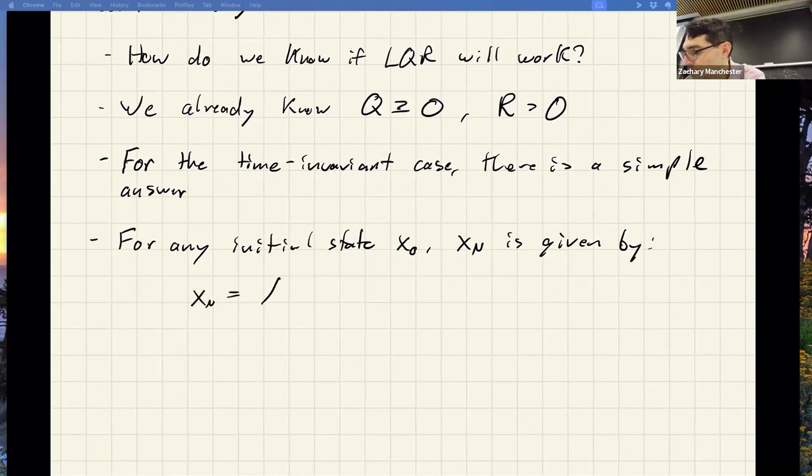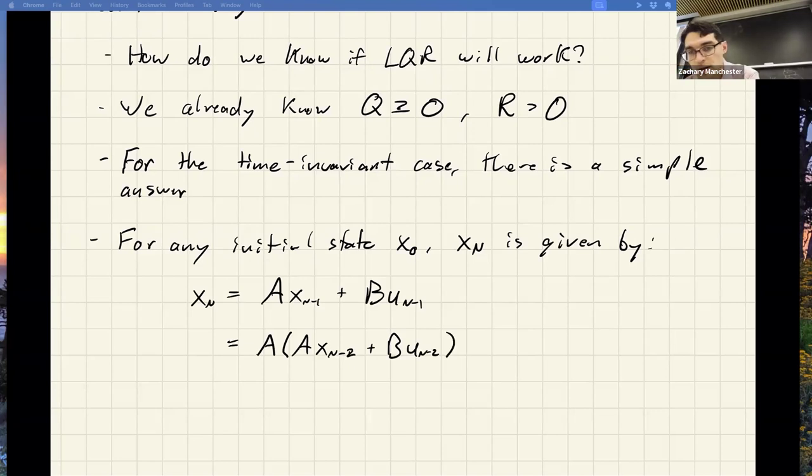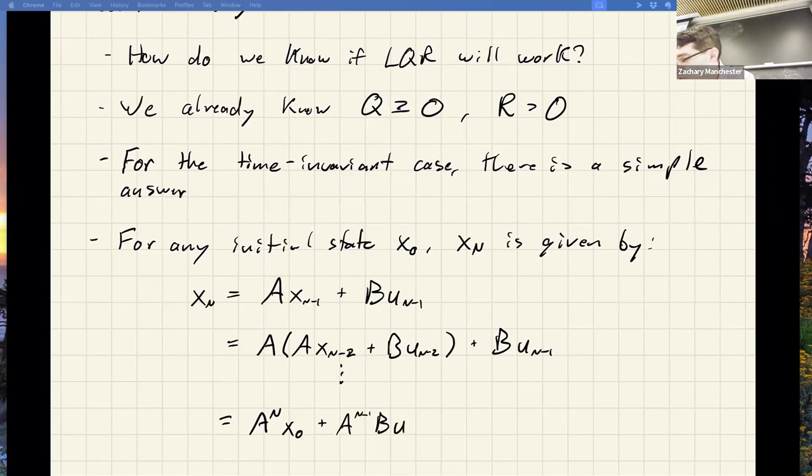So I've got Xn equals A times Xn minus 1 plus B times Un minus 1. And if I go back another time step, I can write that as A times (A times Xn minus 2 plus B times Un minus 2) plus B times Un minus 1, right? So I can keep nesting the dynamics in from earlier time steps. And if I just do that all the way back in time, I'm going to get something that looks like this. I've got A to the N X naught plus A to the N minus 1 B U naught plus A to the N minus 2 B U 1 plus ... B U N minus 1.